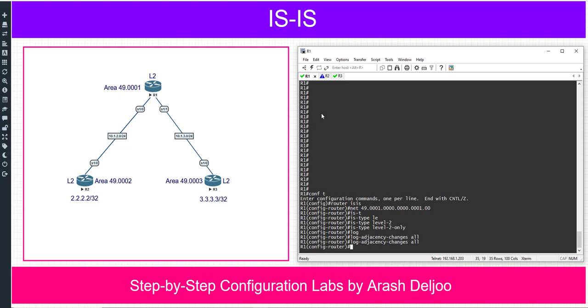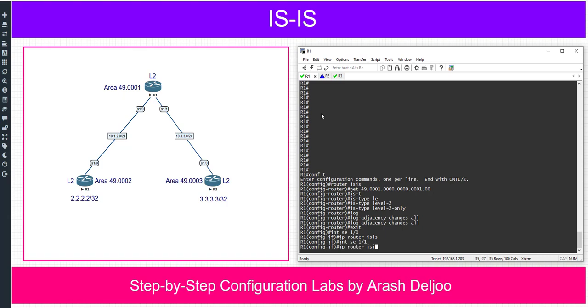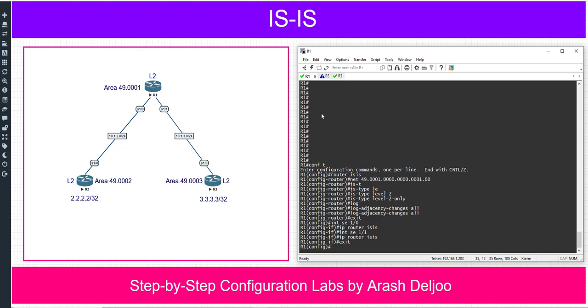After that, you need to configure ISIS on the interfaces, serial 10 and serial 11, in router 1. Interface serial 10, then ip router isis, and then interface serial 11, ip router isis. That's it. This is the configuration of router 1.